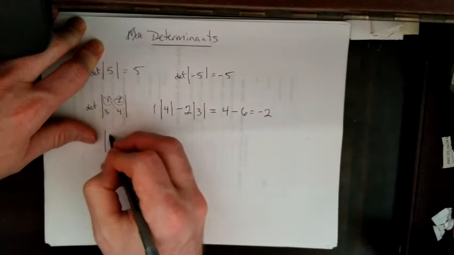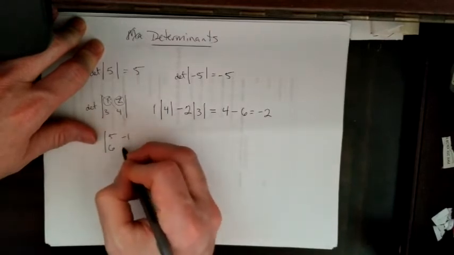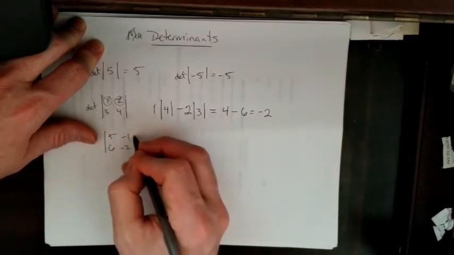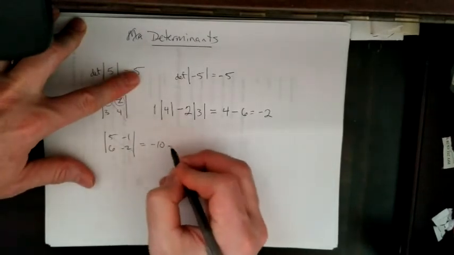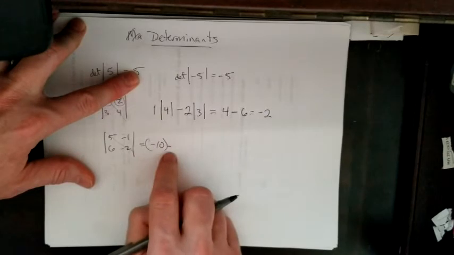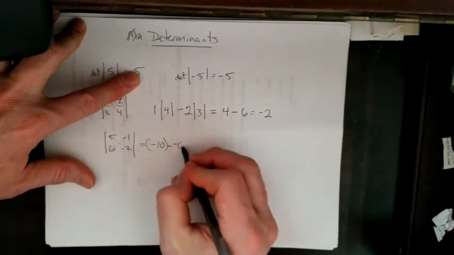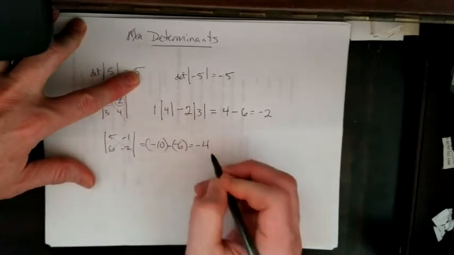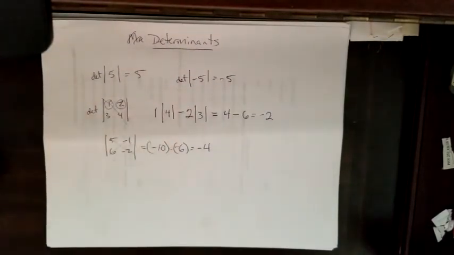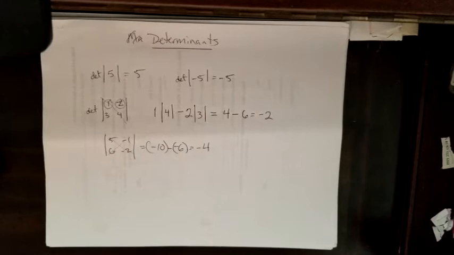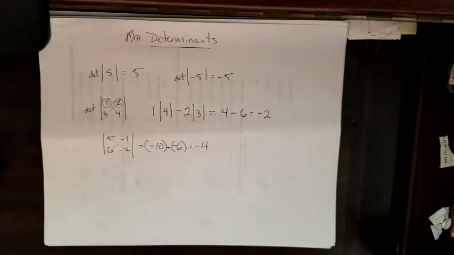So if I have 5, -1, 6, -2, that ultimately is just going to be -10 minus, because we're subtracting, minus -6, which is -4. Now this technique of multiplying like this minus that, this is the shortcut for a 2 by 2.